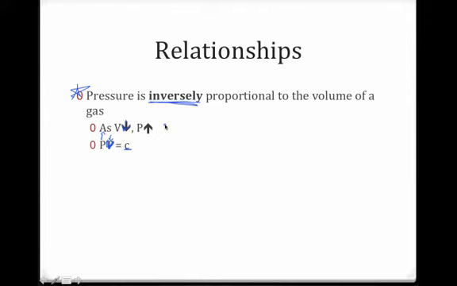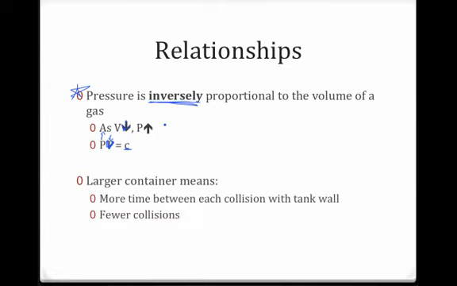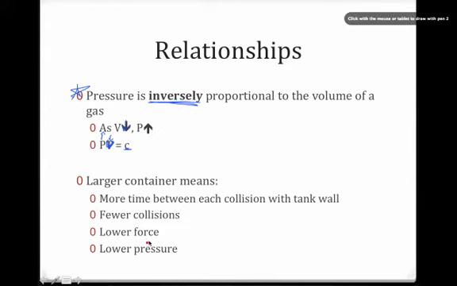Again, to put on paper the explanation for this using kinetic molecular theory, a larger container, which is a larger volume, means a couple different things. First of all, it means more time between each collision with the tank wall. The particle has farther to travel before it finds a wall, and this ultimately results in fewer collisions. As we've already talked about, those collisions are forces exerted on the tank wall, which means the total force on our wall is going to be lower, and as a result, we expect a lower pressure as well. So again, as our tank gets larger, our pressure is going to get smaller.